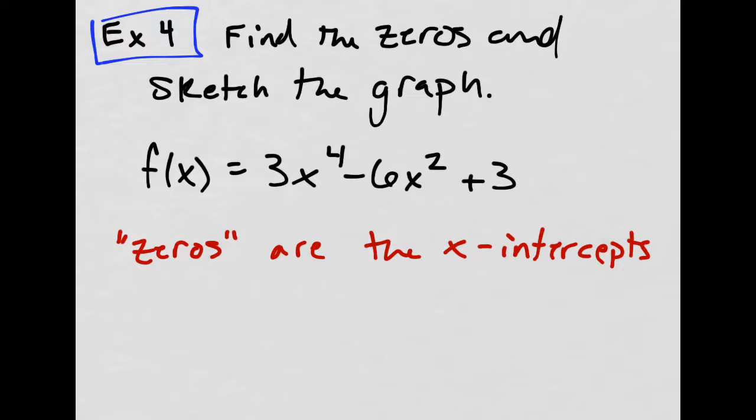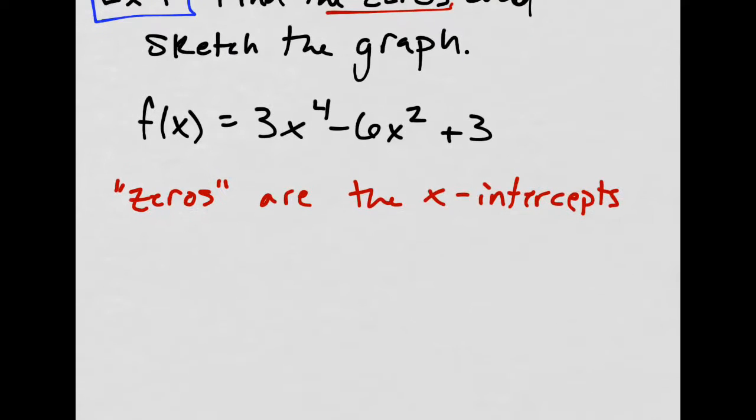And hopefully we remember how to find the x-intercepts. I would ask in class, how do you find the x-intercept? And then somebody would raise their hand or just shout it out, you make y 0. And I'm thinking, there is no y in this problem. Oh, yes there is. It's the f of x. So, to find the x-intercepts, which are the same as the zeros, you make y 0.